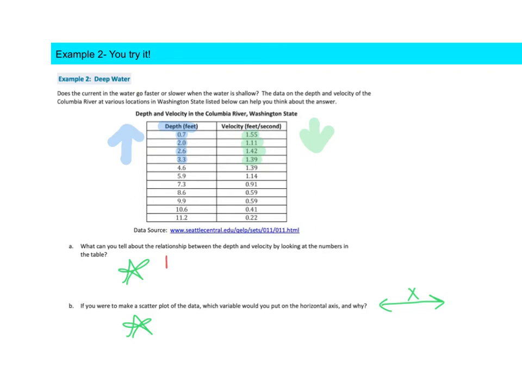All right, I would write that the more shallow the water, the faster the velocity of the current. And then our x-axis, remember when we have a table, we always put x over here, y over here, so our x-axis would be depth. Okay, moving on.